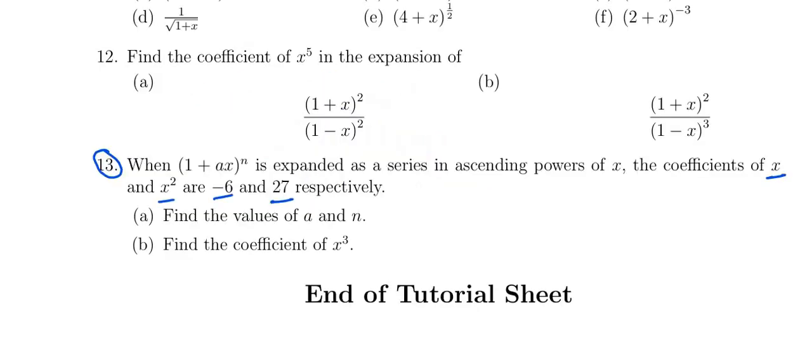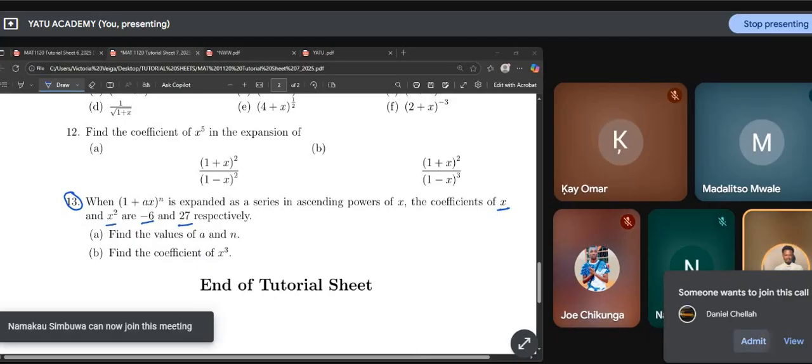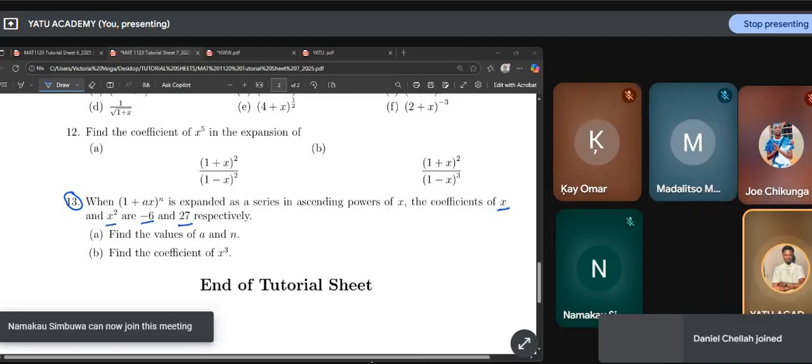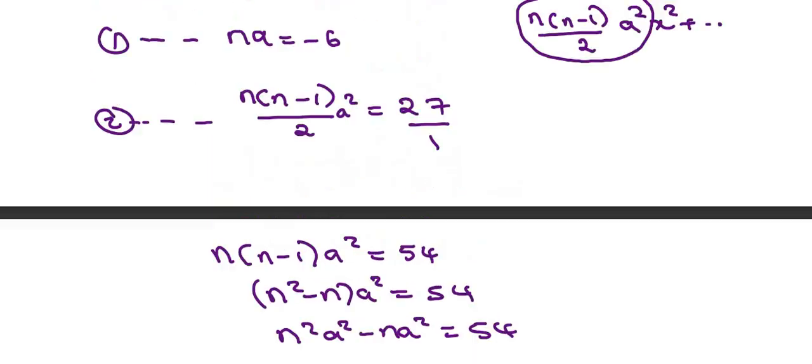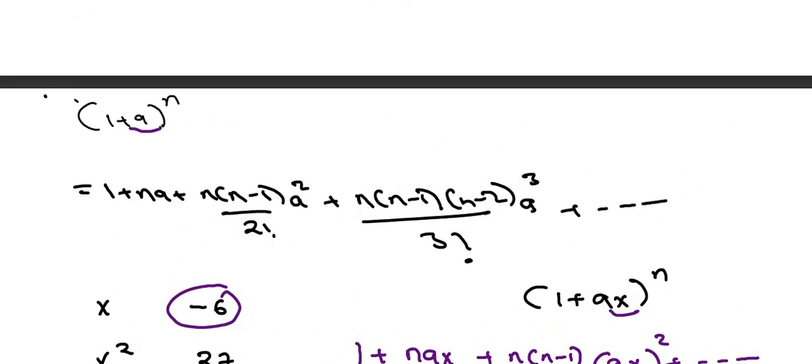the question is number 13 from your tutorial sheet, this guy here, and the question is saying when this expression is expanded as a series, the key word here was series. If they say it's a series, they mean that we are looking at this case. This is the case that we are having, meaning n is expected to either have been a negative or a fraction. You remember this formula here, Madalis, right? This guy here, isn't it?